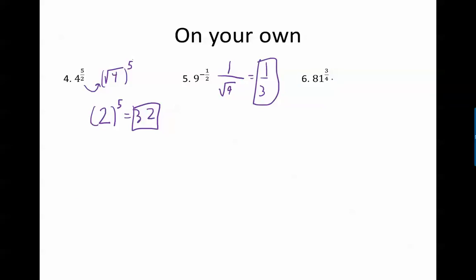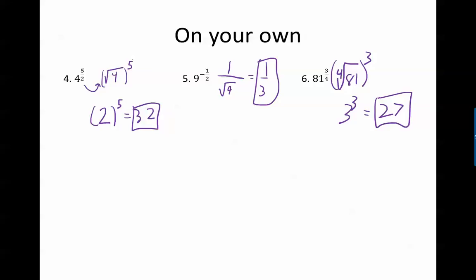And finally, 81 to the 3/4 in radical form, that's the 4th root of 81 to the 3rd power. The 4th root of 81 is 3, and then 3 cubed is 27. And again, if you're having any troubles with that, please make sure you ask for assistance.